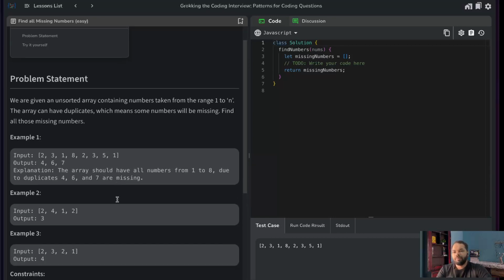So this is the problem. We are given an unsorted array containing numbers taken from the range 1 to n, and the array can have duplicates, which means some numbers will be missing. Find all those numbers. Okay.